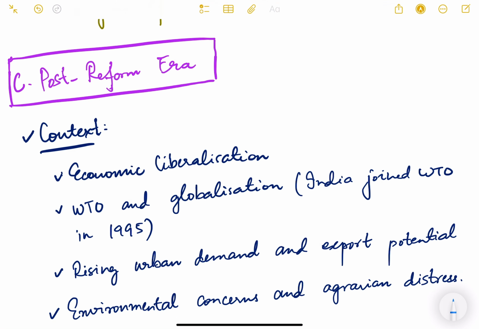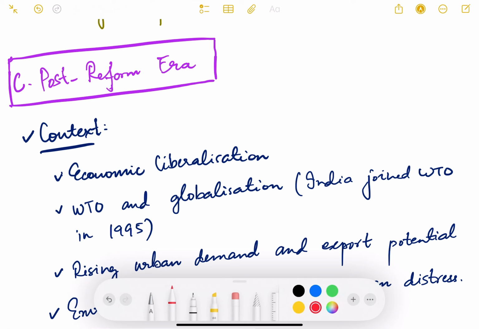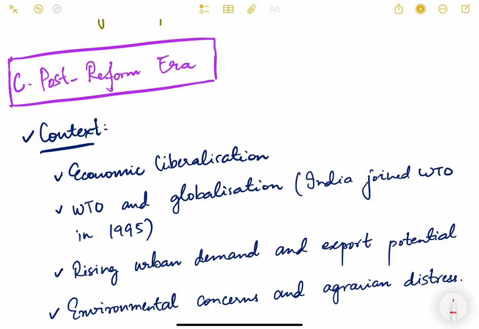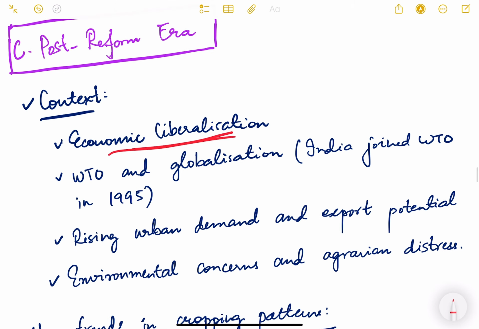Post-reform era, this is the third phase, that is after 1991. Now, why do we have this as a special phase of evolution of cropping patterns? We'll see here. Now, what was the context? Economic liberalization, meaning it opened our economy, it liberalized our economy. Licensing Raj was reduced. WTO, World Trade Organization, and globalization happened. India joined WTO in 1995. Now, external rules, guidelines also are imposed on our country. So just keep this in mind.